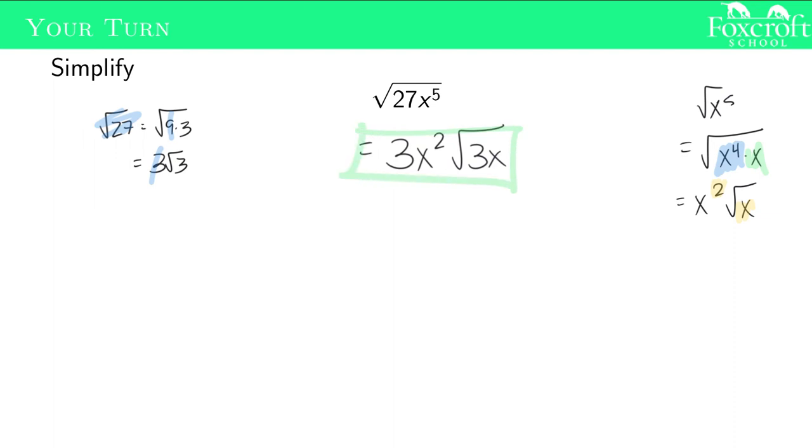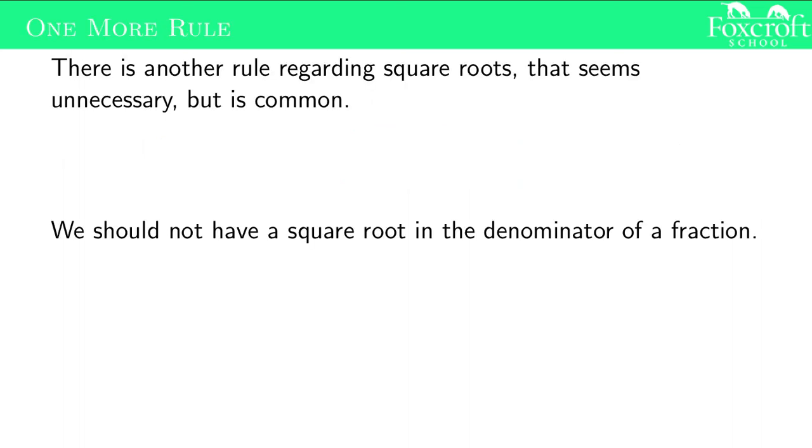All right, so this is how we simplify square roots when there's numbers and variables mixed together. And the very last thing we have to talk about in terms of simplifying square roots is that, it doesn't seem like it should be there, but it's a way to make sure everyone's final answer looks the same, kind of like order of operations. The rule is that there should not be a square root in the denominator of a fraction. So if we have a square root in the bottom of a fraction, we need to get rid of that and make our fraction look a little bit different.